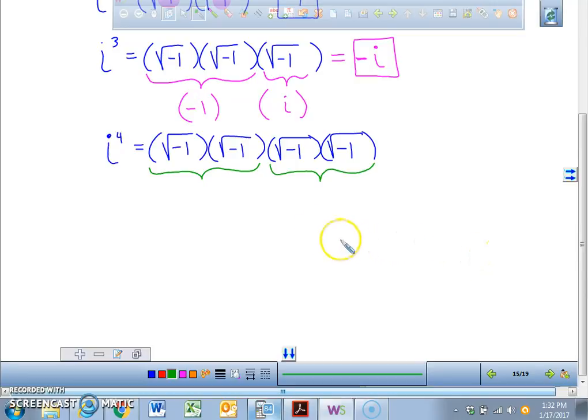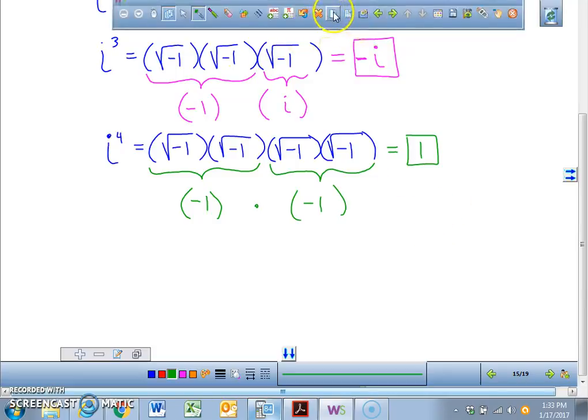Kale, what does this right here become? Negative 1. Lions, what does this become? Negative 1. George, I love it. What is a negative 1 times a negative 1? One is correct. That's right. A negative times a negative is a positive. So when I say I to the 4th, you say 1. I to the 4th. 1. There we go.